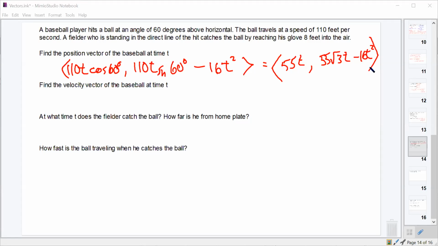So what's our velocity vector? What's the x component of our velocity vector? 55, good. And what about the y component? 55 root 3 minus that 32 t that we got from the velocity. Good? Everybody good with the velocity vector?